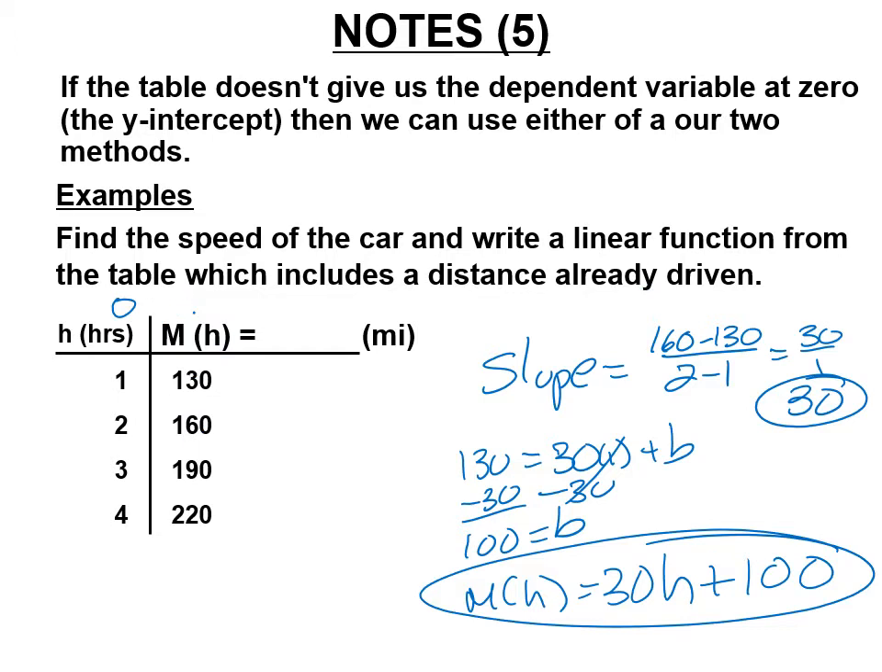Now, for those who like patterns, that makes sense, right? We're going down by 30 or up by 30, depending which way you look at it. We're going 30 more miles every single hour there.